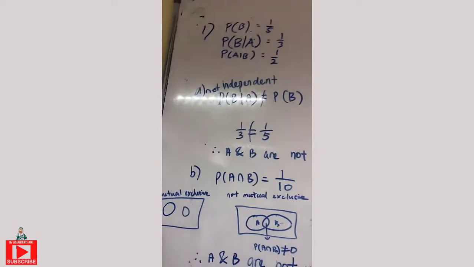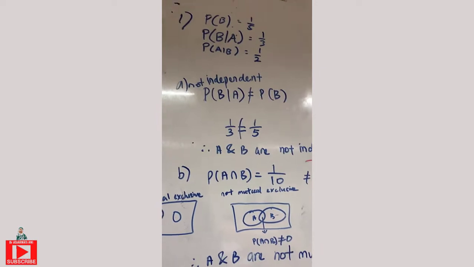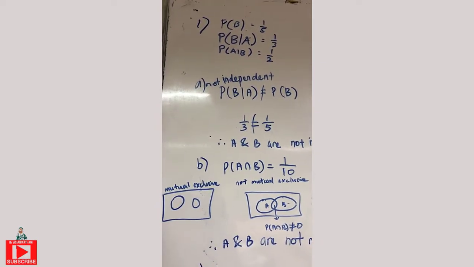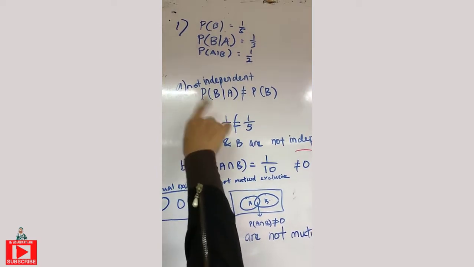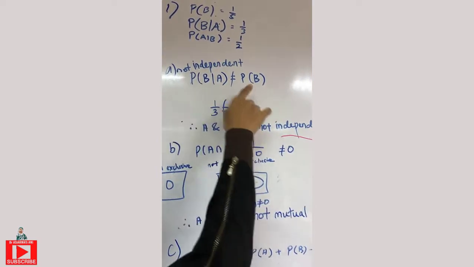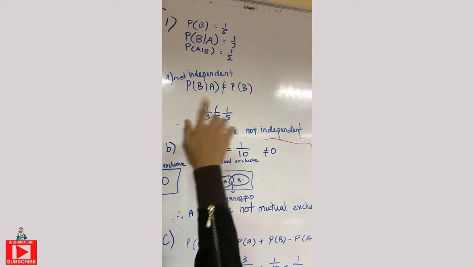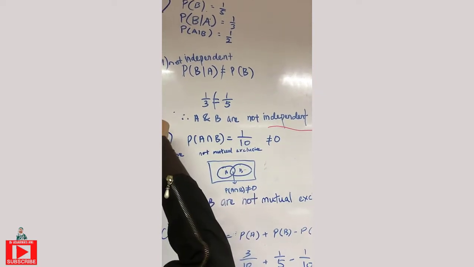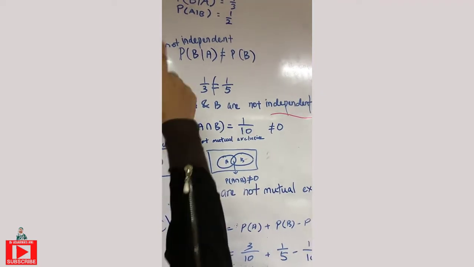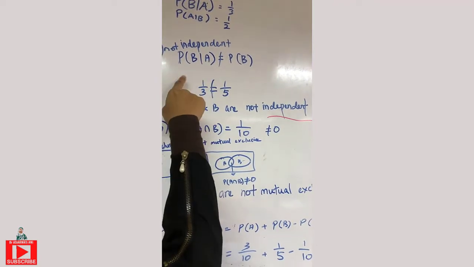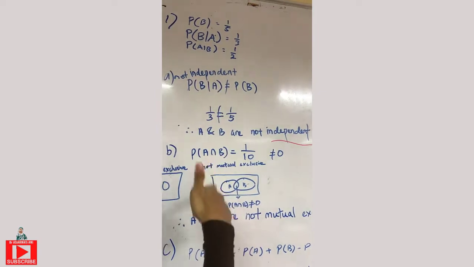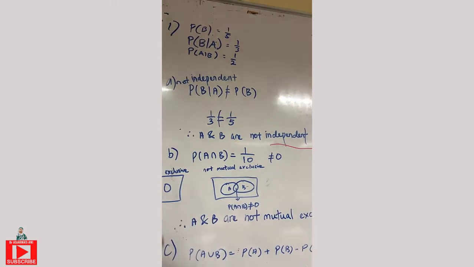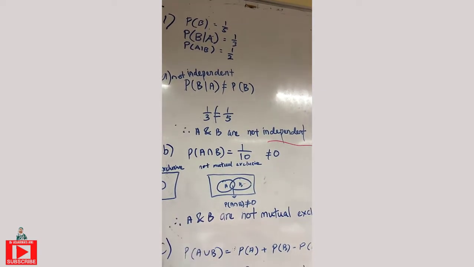Okay, so for question A, we need to find whether A and B are independent or not. First we check whether probability B given A is the same as probability B. In this question, it's already given that probability B given A is 1/3, which is not the same as probability B, which is 1/5. So A and B are not independent.